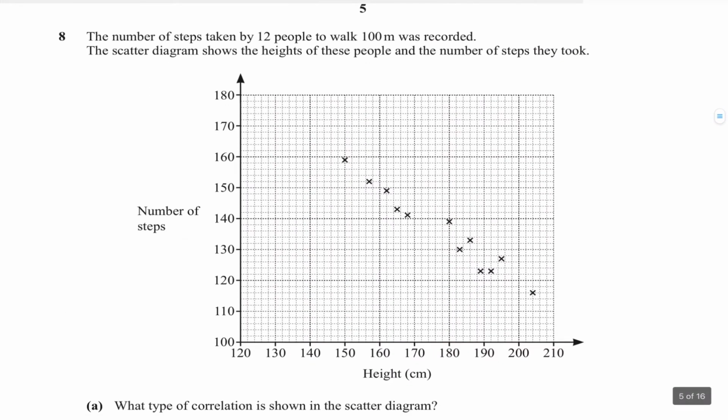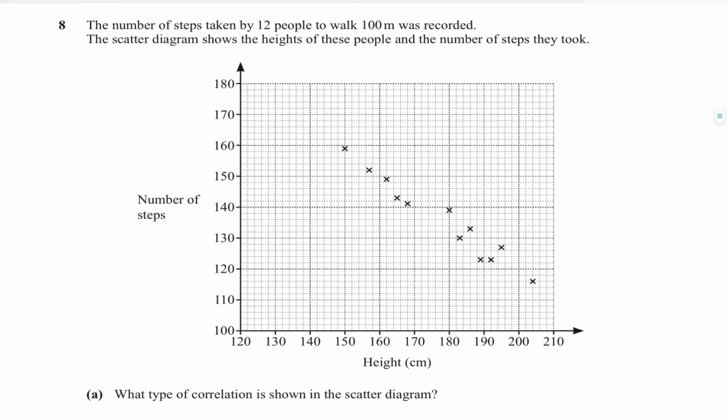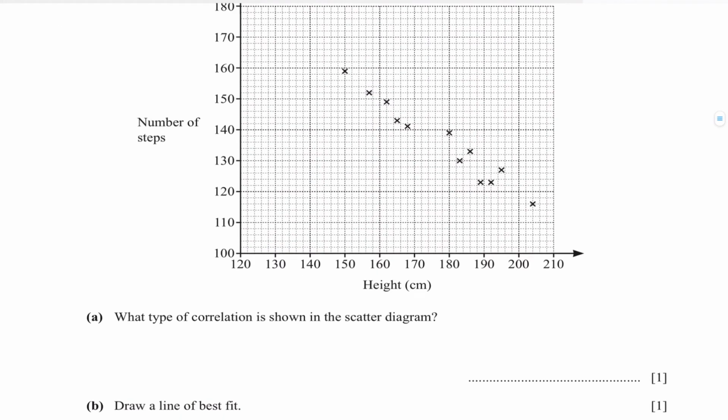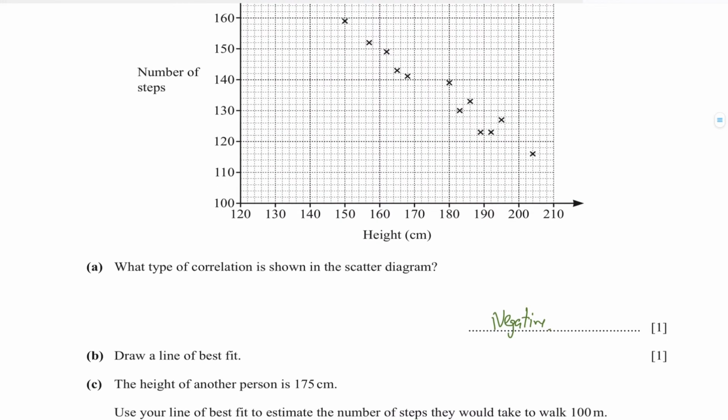Now we come to question number 8, which is related to scatter plots, and let's see what the question says. It says the number of steps taken by 12 people to walk 100 meters was recorded. The scatter diagram shows the height of these people and the number of steps they took. What type of correlation is shown in the scatter diagram? We can see that the correlation is straight away a negative correlation, as the number of steps are decreasing with height. Draw a line of best fit.